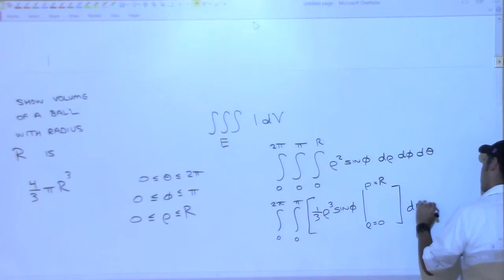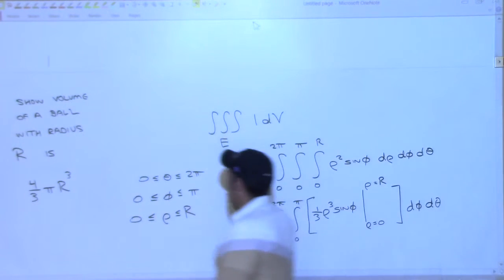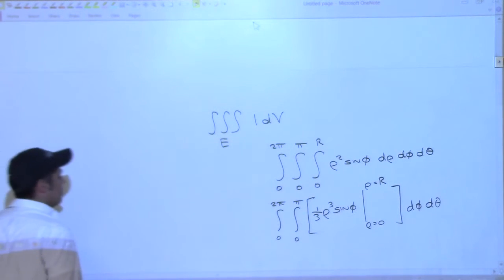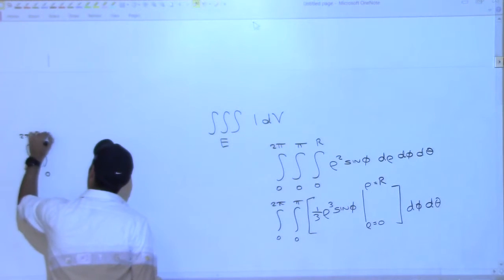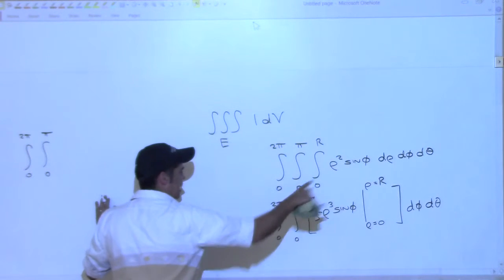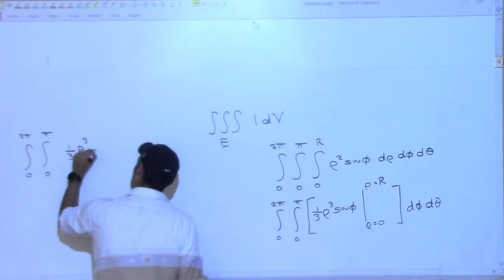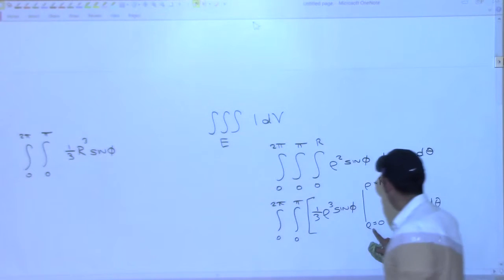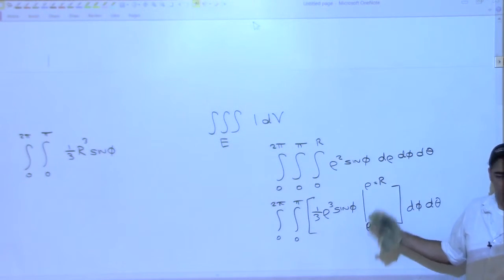d phi d theta. You understand what I'm doing here? Just integrating with respect to rho. Let's plug in capital R and then plug in 0 and subtract. And that'll be nice, won't it? When we plug in capital R for rho, we get 1/3 capital R cubed sine phi. And when we plug in 0 for rho, it just goes away.